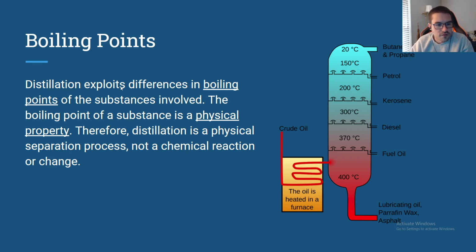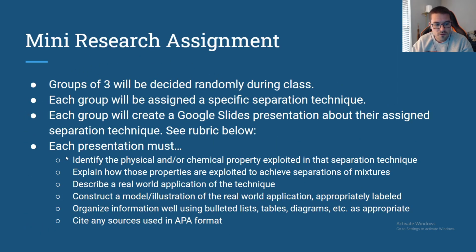So, distillation exploits differences in boiling points of the substances involved. The boiling point of a substance is a physical property. Okay? So these two sentences check this first box, or this first circle: identify the physical and/or chemical property exploited in that separation technique. So I've identified the physical property, its boiling point, and I've mentioned that it is a physical property.